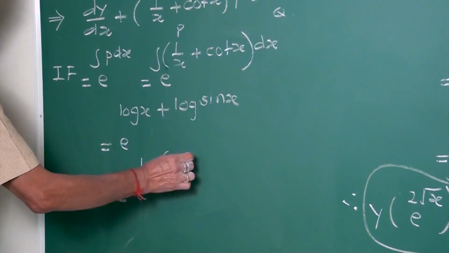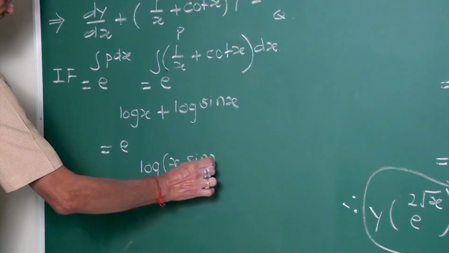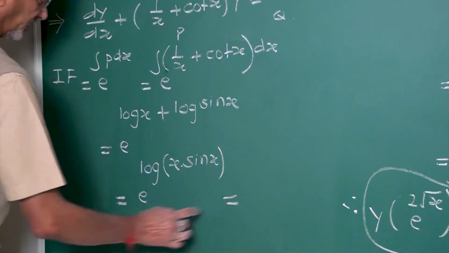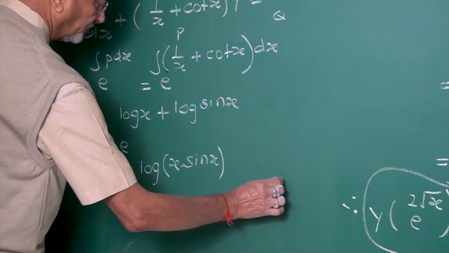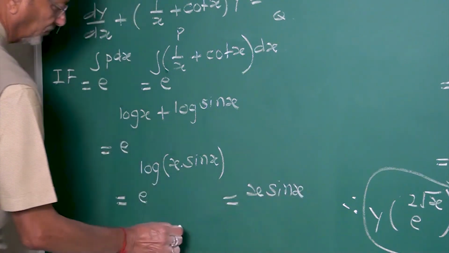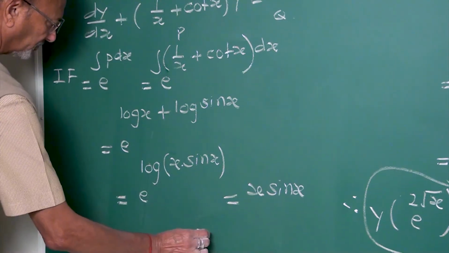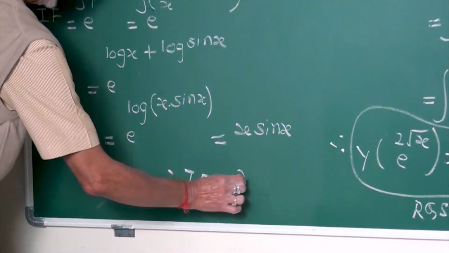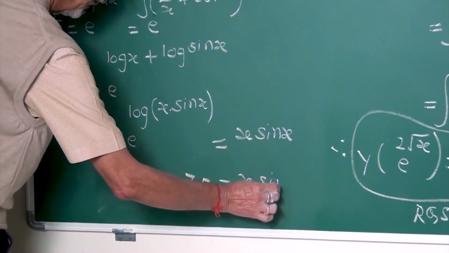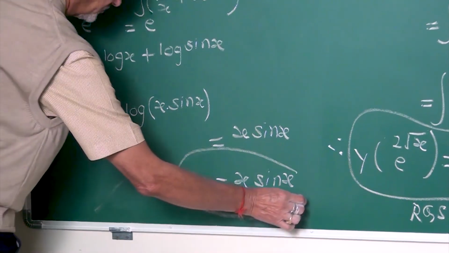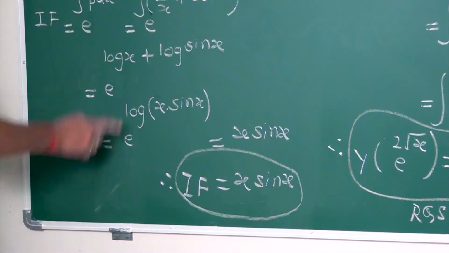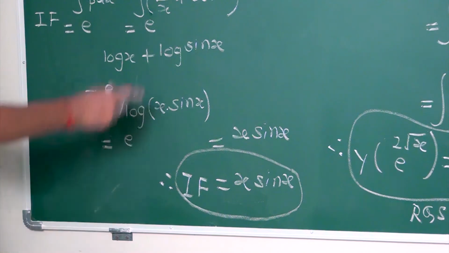U into V, that is x sin x. Equal to what, my friend? E to the power log means it is x sin x. Therefore, the integrating factor is x into sin x. Hope all the steps are clear.